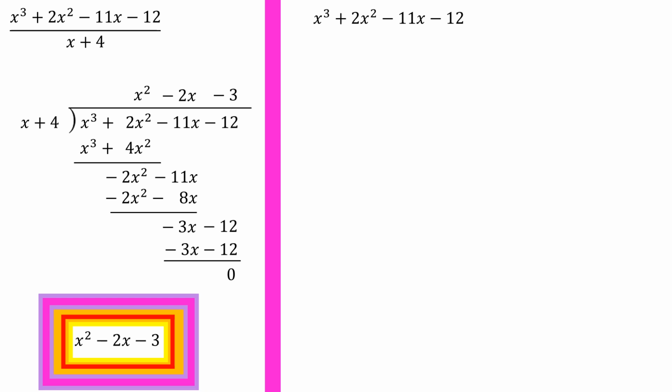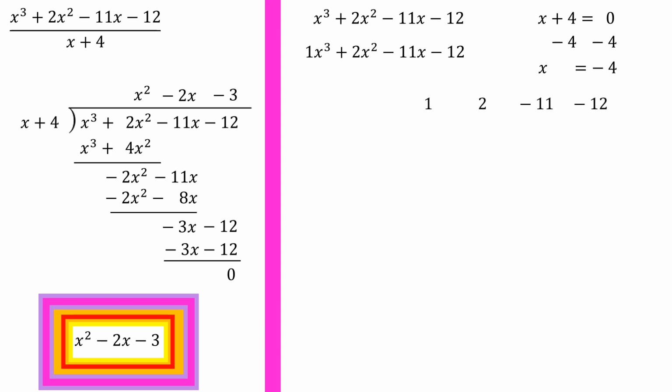And so if I want to divide by x plus 4, I've got to think, hey, if I've got x plus 4, the solution is actually negative 4, right? Because I've got to subtract 4. And also notice that I rewrote the original polynomial by putting a 1 in front of that x to the third power to remind me the coefficient is 1. So I'm going to grab those coefficients, 1, 2, negative 11, negative 12, and I'm going to try dividing by negative 4.